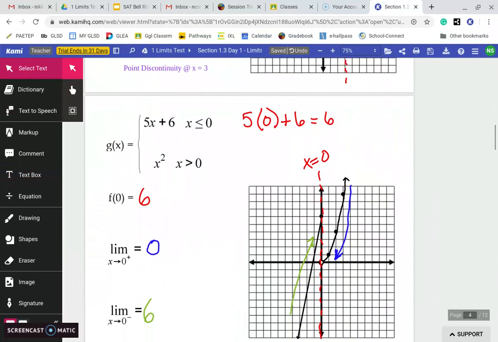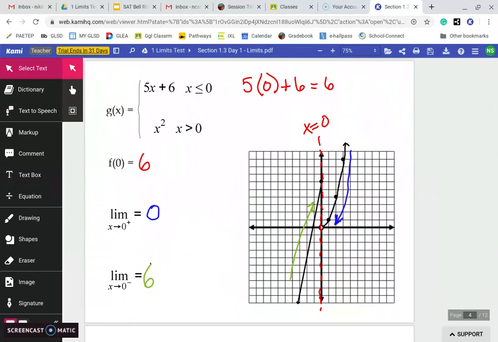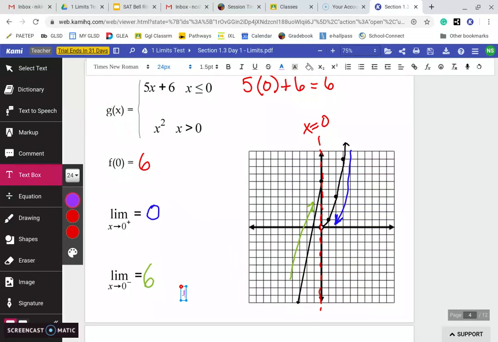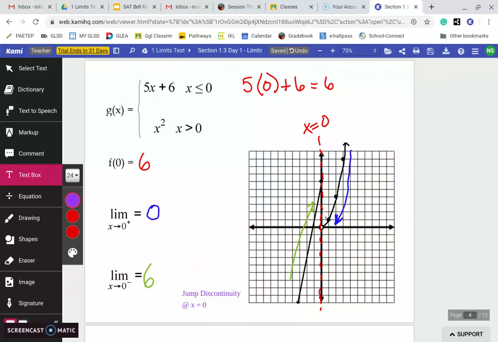The next example is when your limits from the left and the right don't match. When they don't match, it actually doesn't matter what your function value is. Your function value could match one of them, or it could be totally something different. What matters is the limits from the left and the right don't match. If they don't match, then that is called a jump discontinuity. And that's at, again, the x value that we tested, which would be 0. So this one has a jump discontinuity at x equals 0. It jumps from one value to the other.